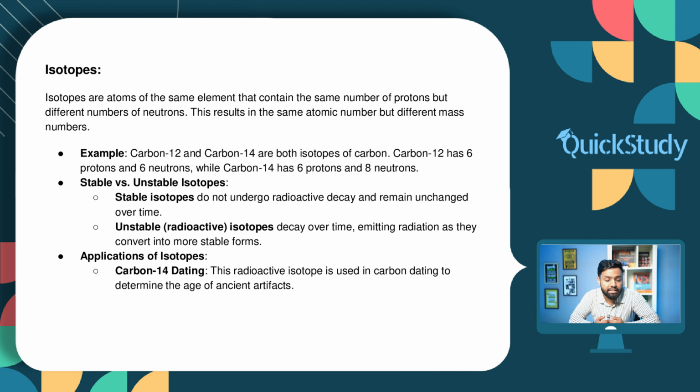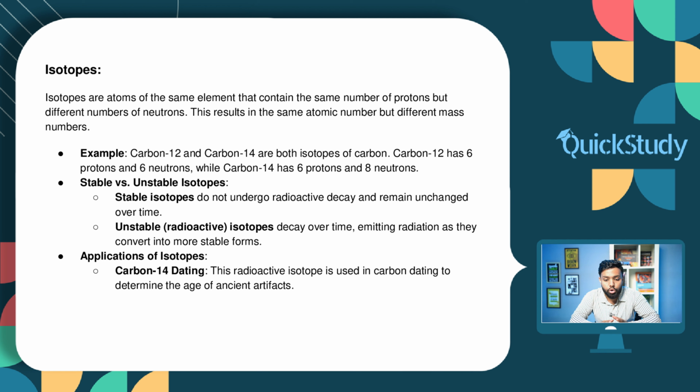Similarly, it can be said that isotopes are materials with the same proton number but different neutron number. For example, here you can see that carbon 12 and carbon 14 are both isotopes of carbon. But carbon 12 has 6 protons and 6 neutrons, while carbon 14 has 6 protons and 8 neutrons. So isotopes are basically of two kinds.